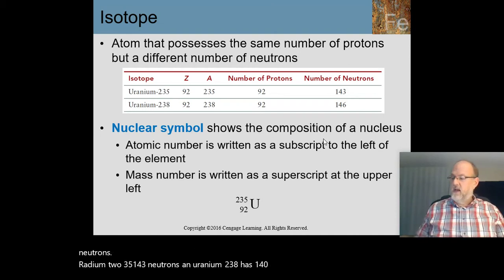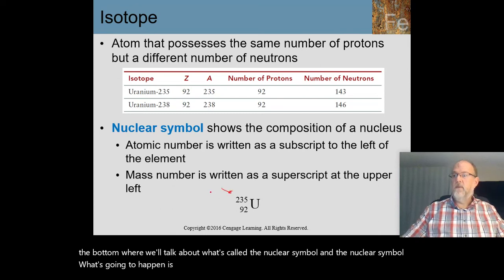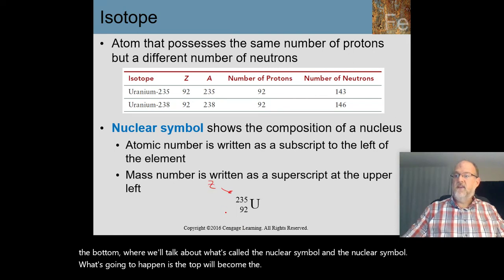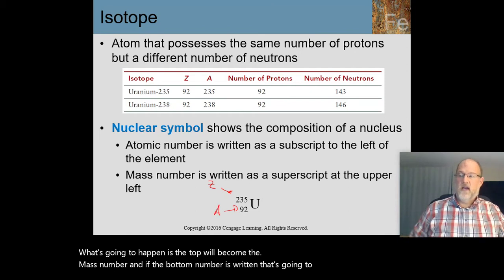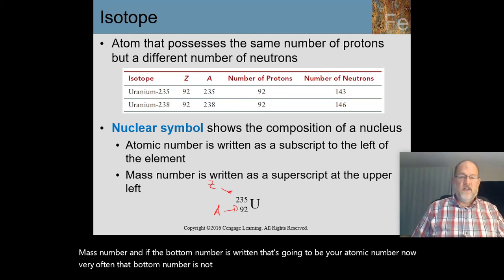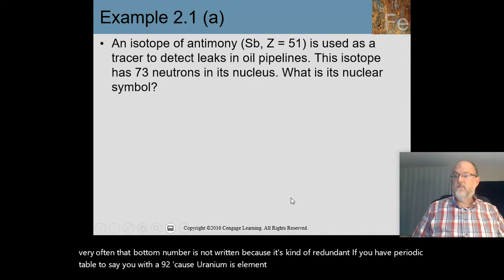Sometimes we'll write it like this down at the bottom, where we'll talk about what's called the nuclear symbol. In the nuclear symbol, the top will become the mass number, and if the bottom number is written, that's going to be your atomic number. Very often that bottom number is not written because it's kind of redundant if you have a periodic table, to say U with a 92, because uranium is element number 92 on the periodic table.